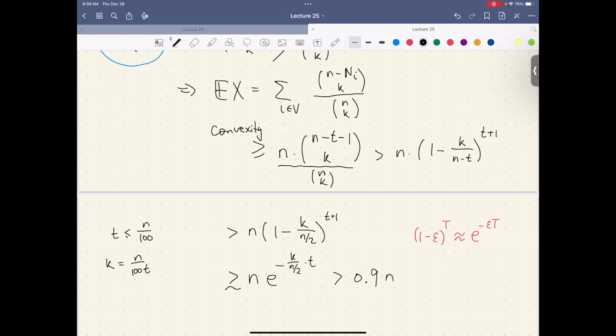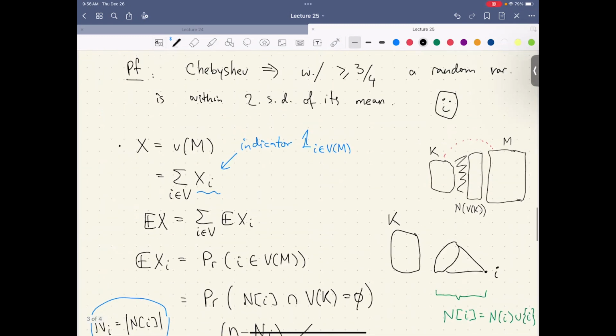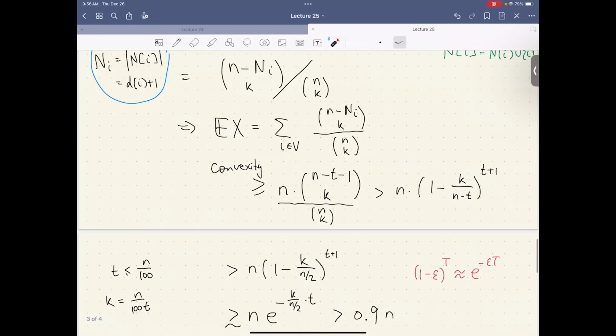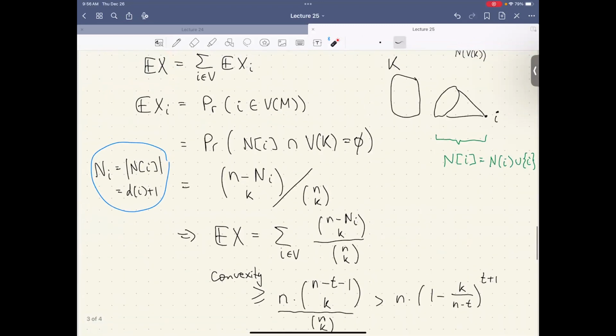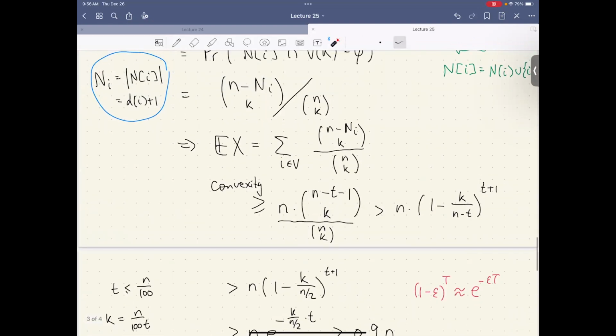We finish estimating the number of vertices remaining in M: at least 90% of vertices remain in M. That's the first part. Good. Now let's look at its variance, shall we? Let's copy this one here.